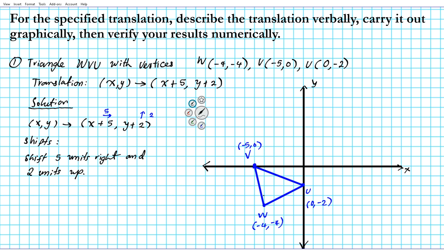So starting from W right here, 1, 2, 2 units up, 5 units to the right, 1, 2, 3, 4, 5 right here. You can either go 5 units up, 2 units to the right, or 5 to the right, 2 units up. You end up at the same point. So this point right here is W prime, and we can see the coordinates are 1, -2.